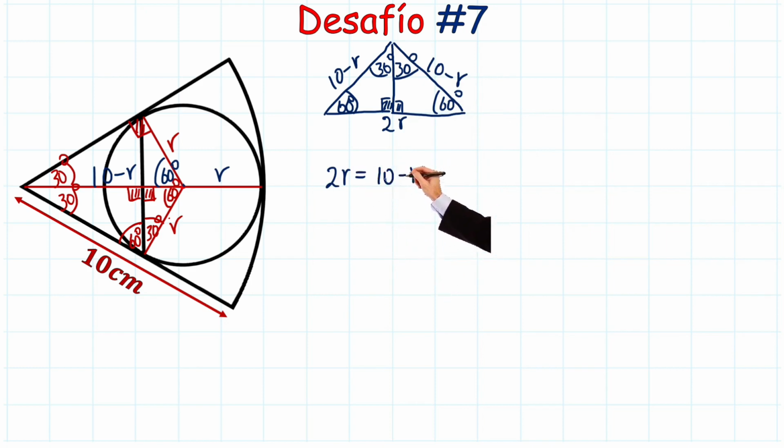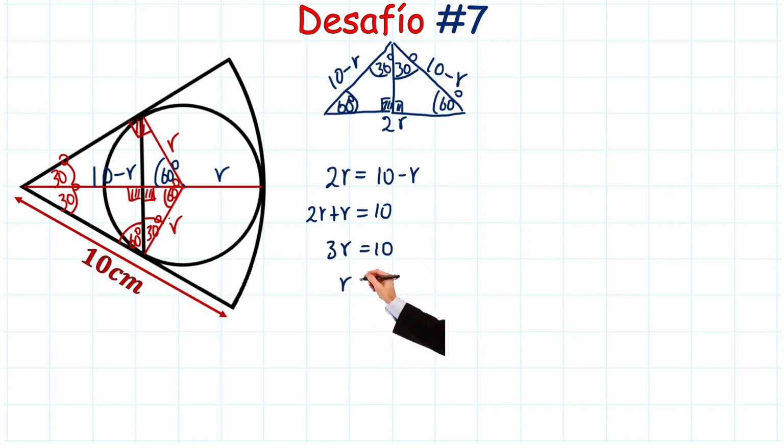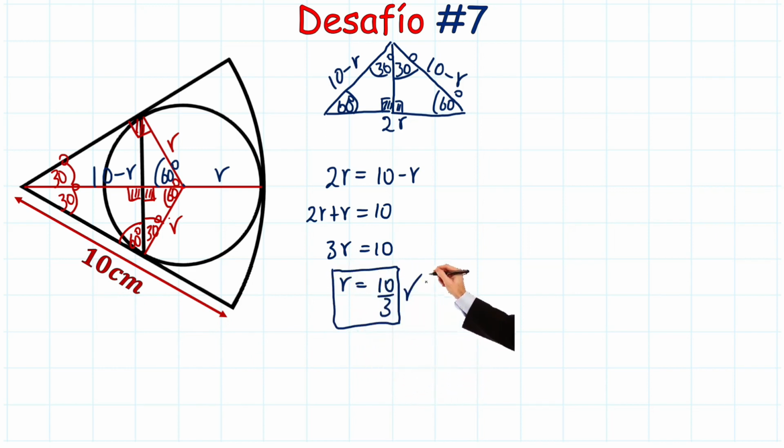We move the r to the other side and we get 2r plus r equals 10. We have over here 3r equals 10. And finally, we can say that the radius is 10/3 of a centimeter. We won't put the units at the end. We're going to make it fabulous, right? We have already found the radius of our circle. The next step will be to find the sides.